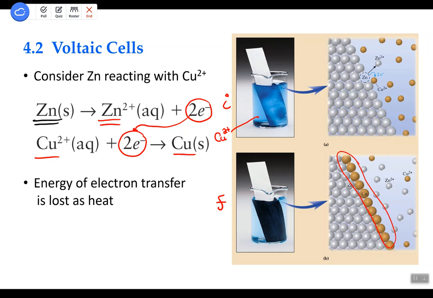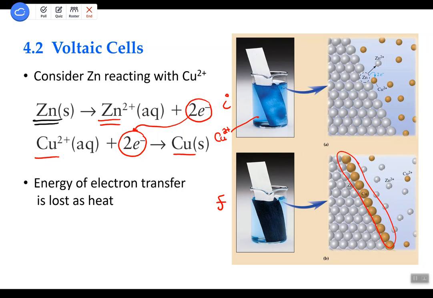So we have oxidation, we have reduction, we have the transfer of electrons, but besides making a less blue solution and building up some copper on the surface, we haven't really done much of anything useful. The electron transfer here has simply generated heat. It's made the solution and the materials a little bit warmer, but we haven't done something useful with these electrons.